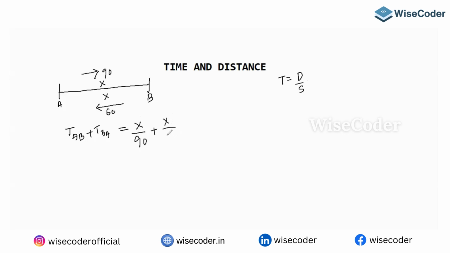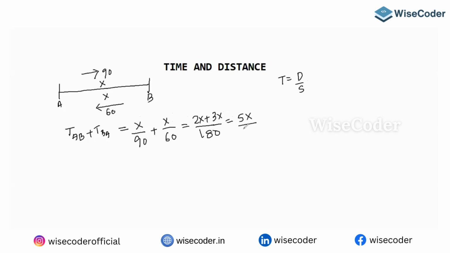What is the time, guys? Sorry, what is the speed? 60. Okay, so if you calculate this, 90 and 60, what is the LCM? 180. 90 how many times? 2 times, so 2x. 60 how many times? 3 times, so 3x. So you can say this is what?